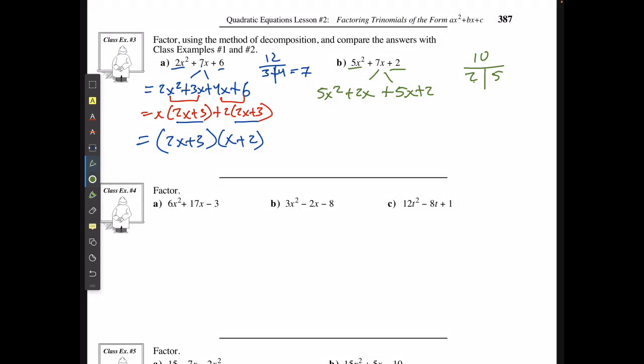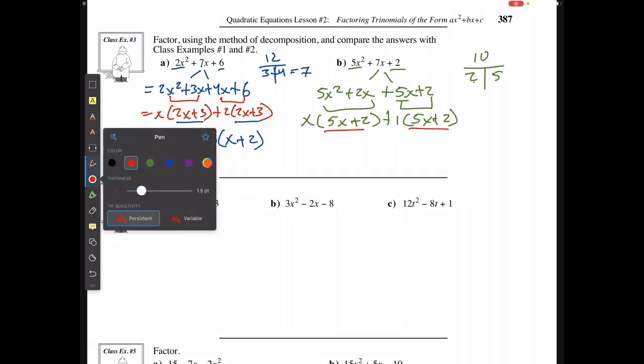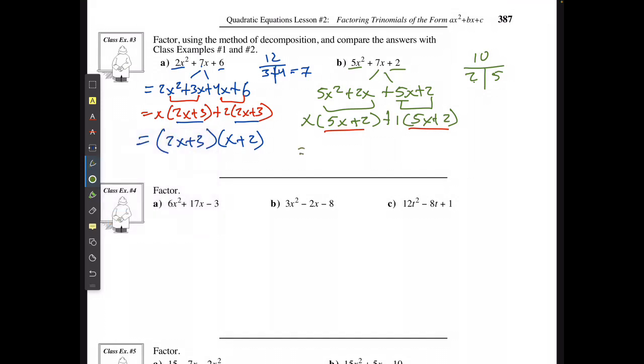Common factor from the first set is going to be x, and I have 5x plus 2. Doesn't look like there's a common factor in the second set, so I'm going to say plus 1, and it's still 5x plus 2. What I factored is the same, so I'm going to take what's inside the brackets, 5x plus 2, and what's outside the brackets, x plus 1.